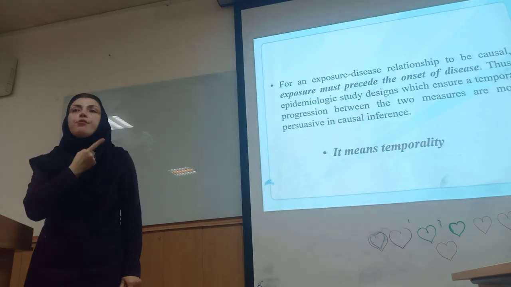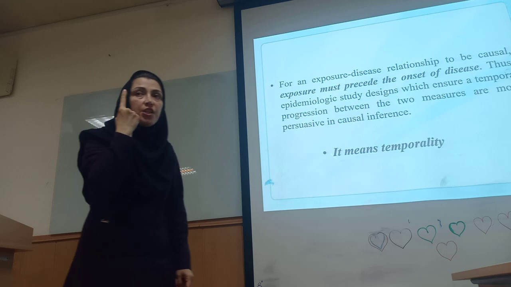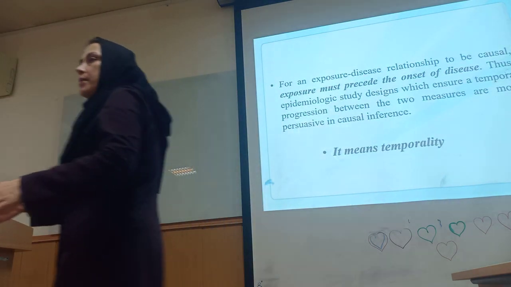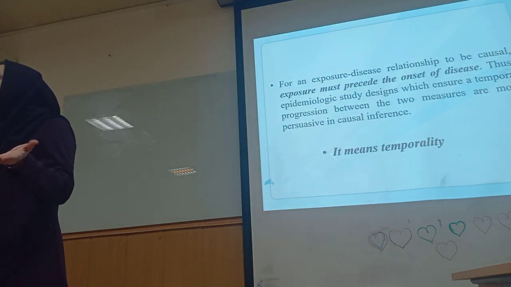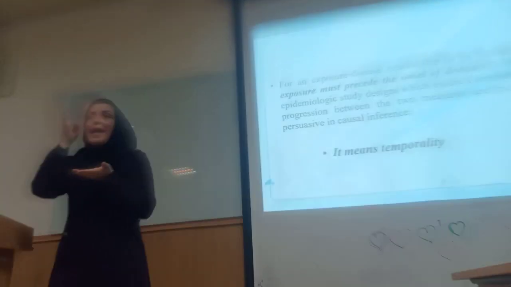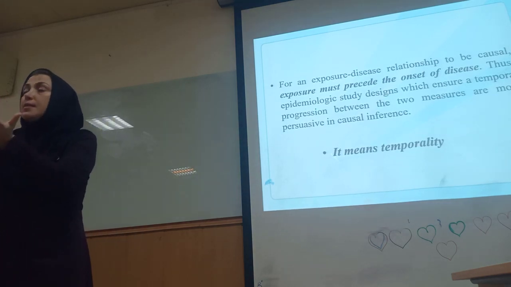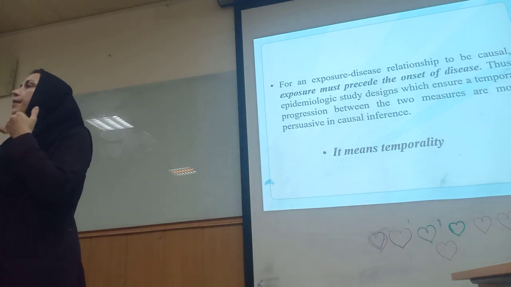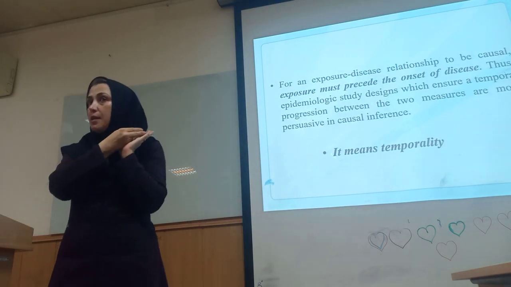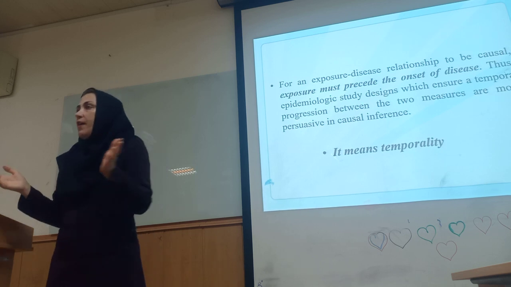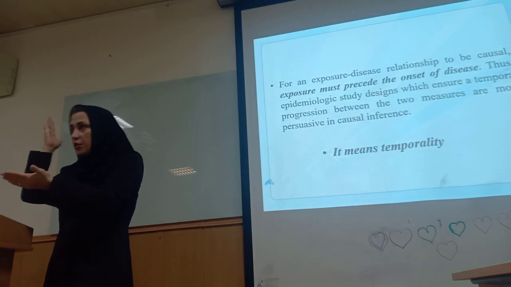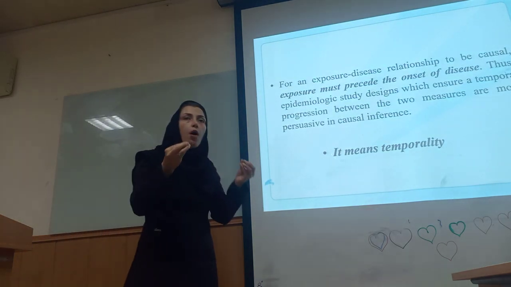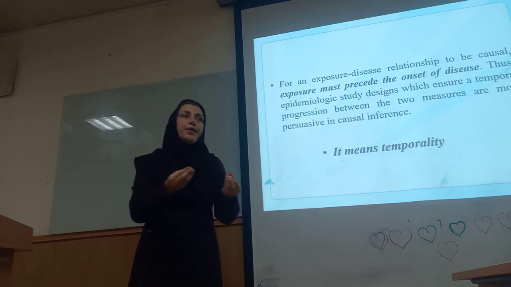As you remember the formula of incidence, the definition was number of new cases divided by population at risk. So we can find the exact time of disease occurrence. Why? Because we are watching, we are monitoring this population. So we can detect disease at the earliest time and find who are diseased and who are not.